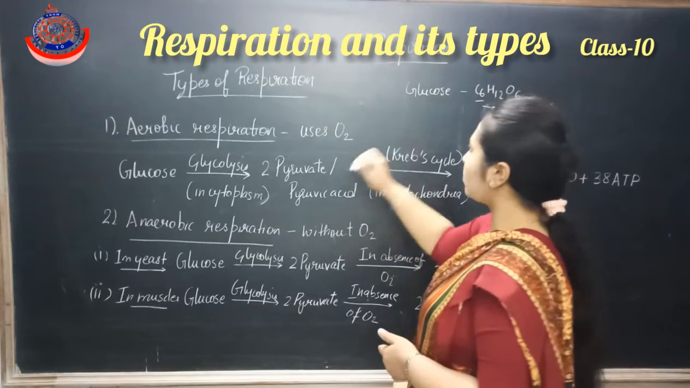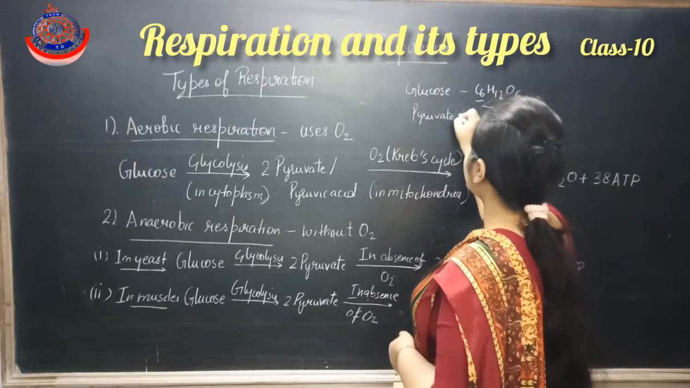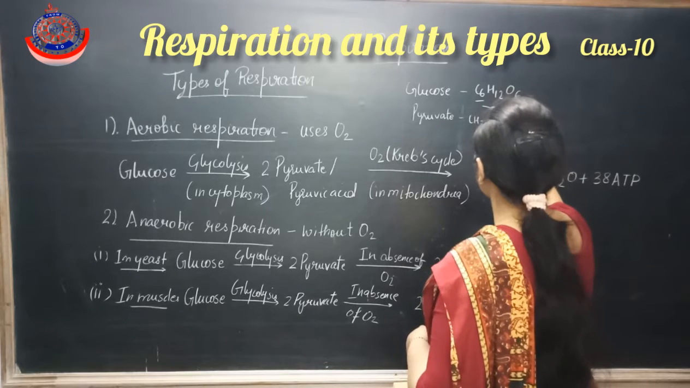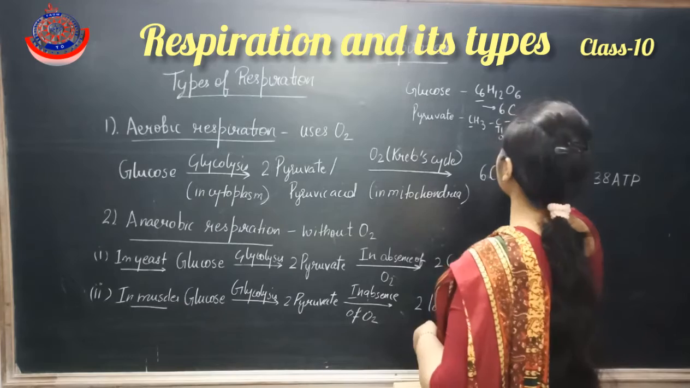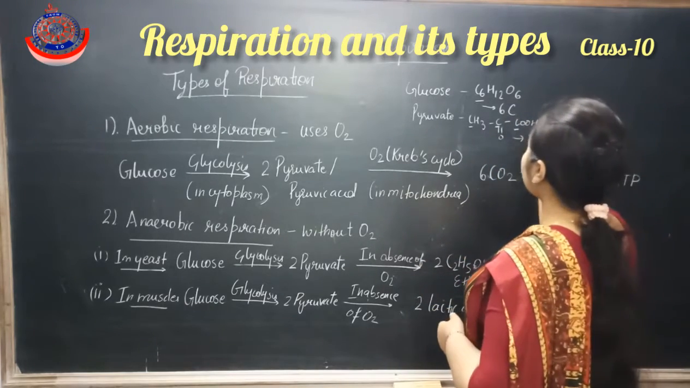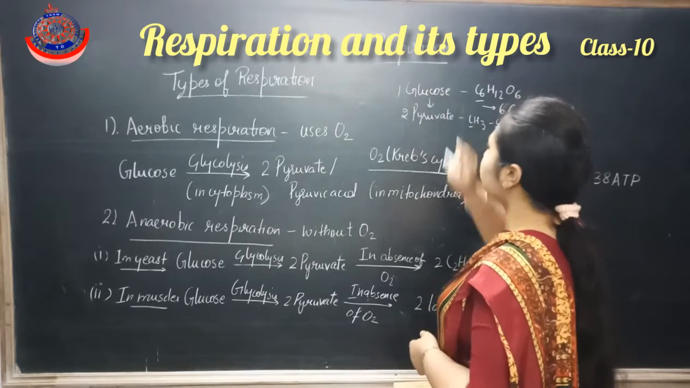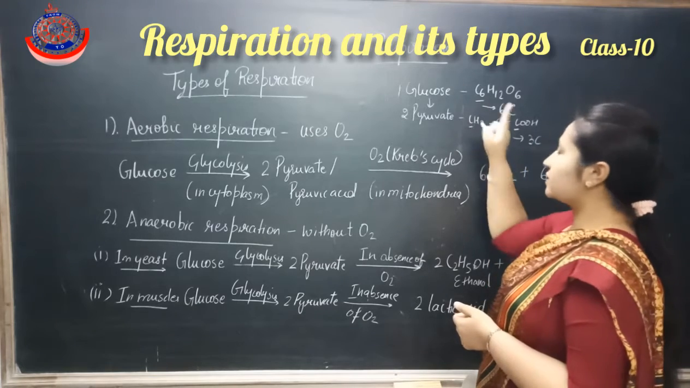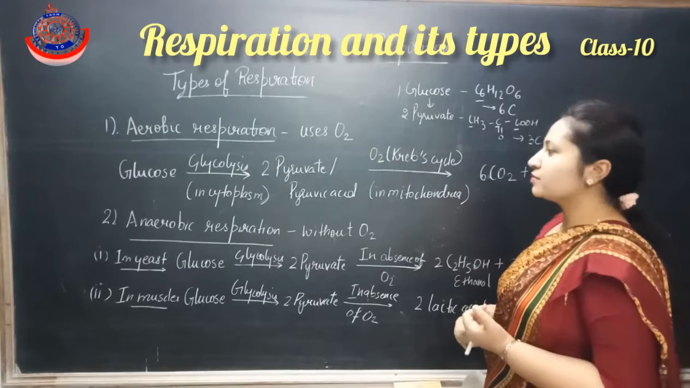And if we talk about pyruvate, one pyruvate is CH3COOH. So it means 1, 2, 3 carbon atoms are present. So that's why one glucose molecule is responsible for the formation of 2 pyruvate molecules, because here 6 carbon atoms are present and here 3 carbon atoms are present.